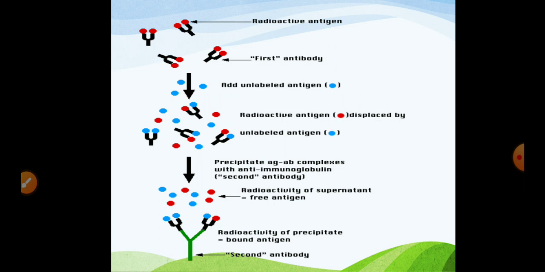Then we measure the radioactivity of the supernatant. The radioactive antigens displaced by the unlabeled antigens will be washed out. So the radioactivity of the precipitate means the bound antigens. The bound antigens means what? The unlabeled antigens. Now it will be labeled by radioactive antigens, and is called the secondary antibody.